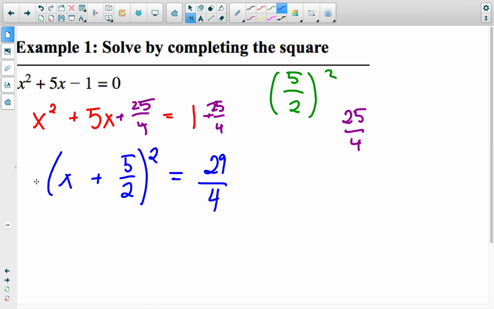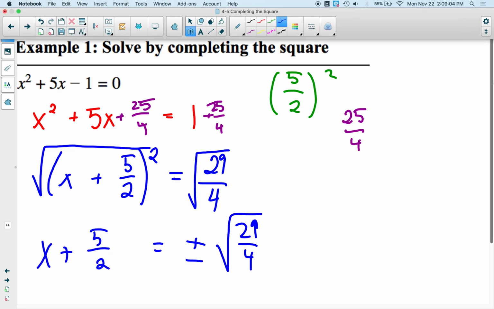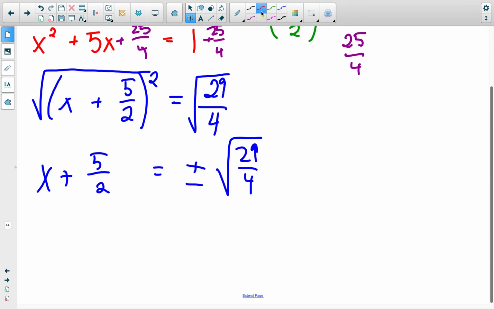Now let's take the square root of both sides. Because we are introducing the square root, we have to put a plus or minus sign. And that radical is extending over the numerator and the denominator, okay? And then let's try to get our x by itself and simplify as much as we can along the way. X equals negative 5 halves, I'm going to subtract from both sides, plus or minus square root of 29 over 4.